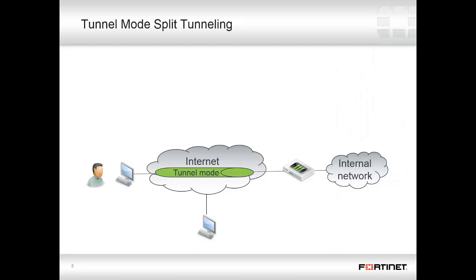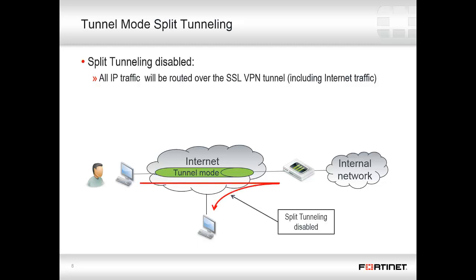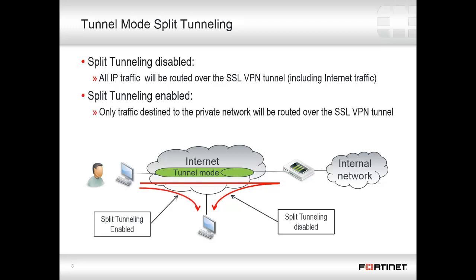Tunnel Mode can operate in 2 different ways, with and without split tunneling enabled. When split tunneling is disabled, all IP traffic generated by the client's PC, including internet traffic, is routed across the SSL tunnel. When split tunneling is enabled, only traffic destined for the private network is routed across the tunnel.